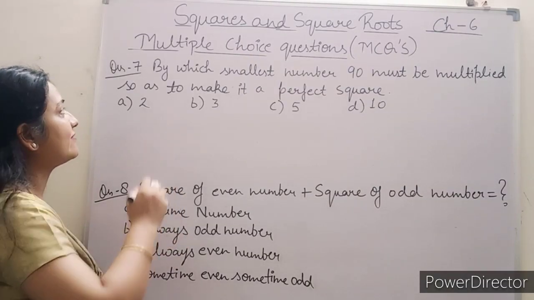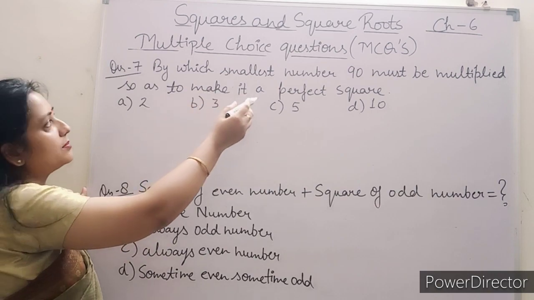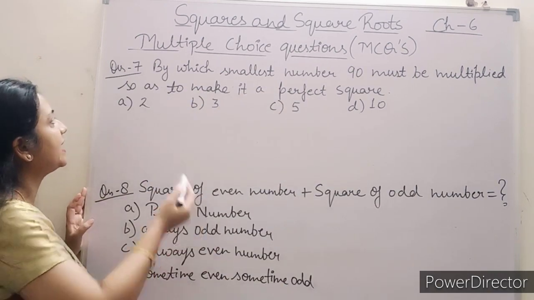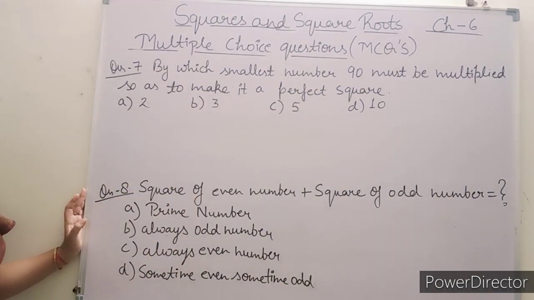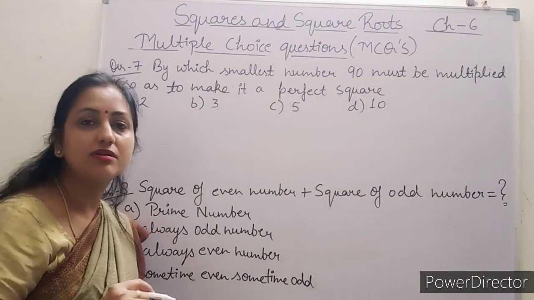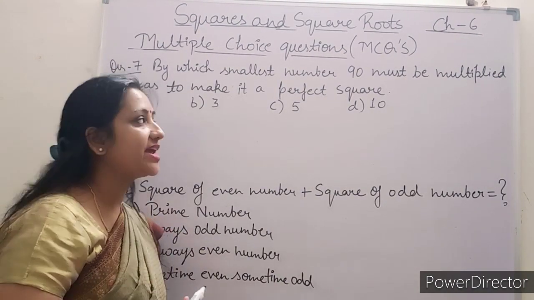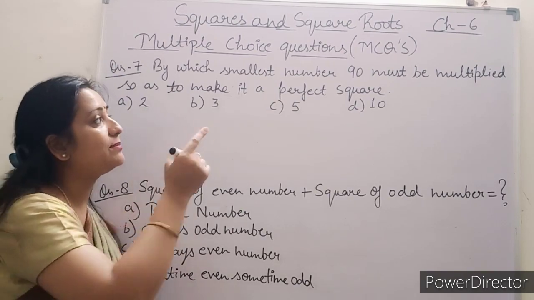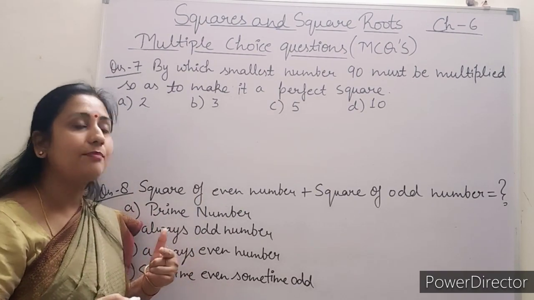In question number 7, by which smallest number must 90 be multiplied so as to make it a perfect square? It means 90 is not a perfect square. You have to check which smallest number we have to multiply by 90 to make a perfect square.